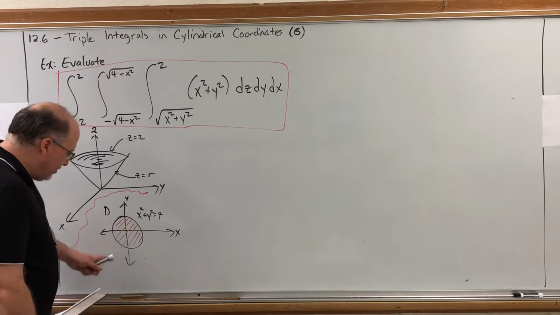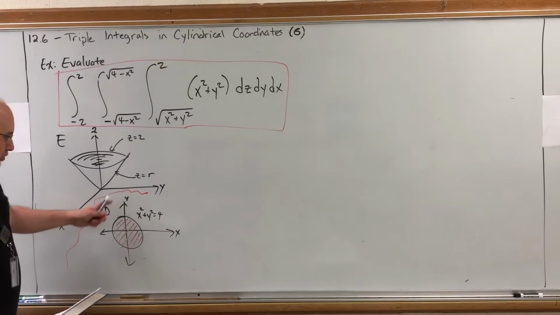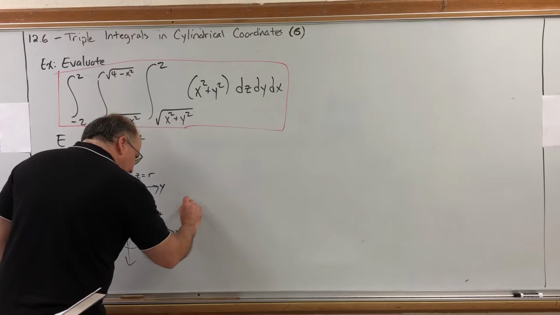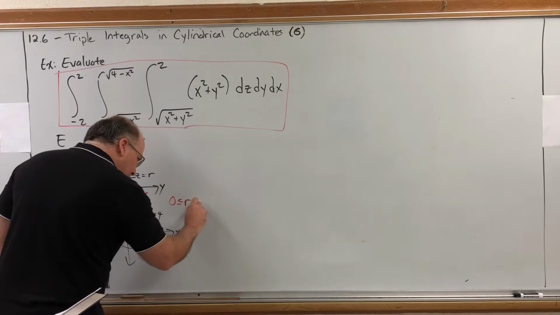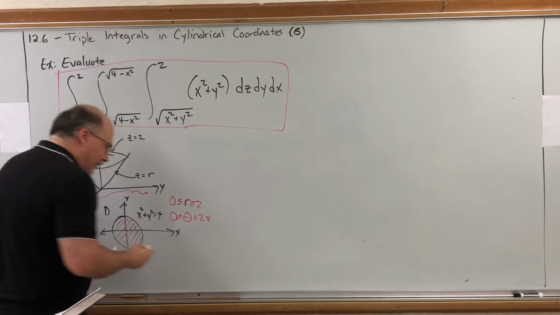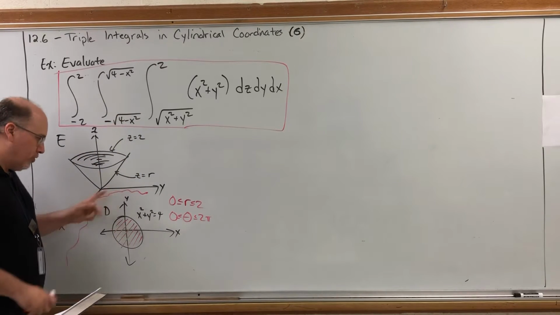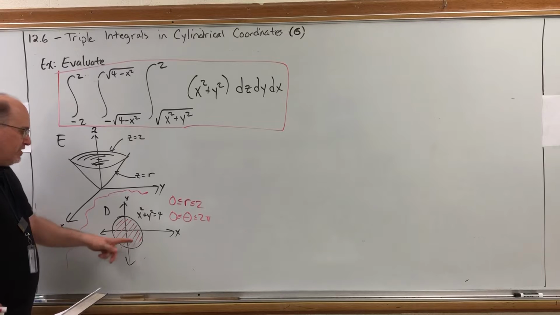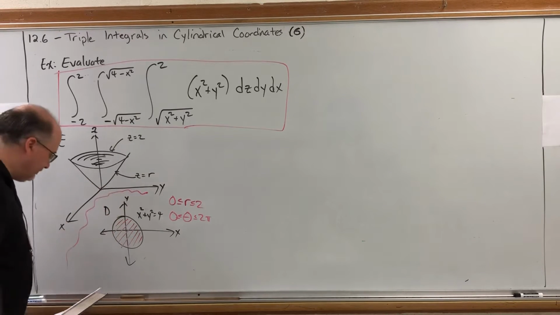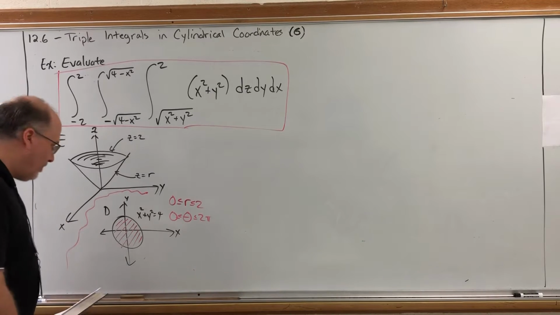So the polar representation of this disk of radius 2 is the radius is between 0 and 2, and the angle can go between 0 and 2 pi. Remember, you never want to make more than one revolution in polar coordinates when you're doing calculus, because otherwise you're going to overlap yourself. The region's going to overlap itself, like a spiral cut potato.